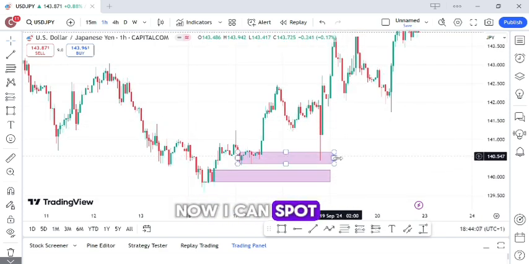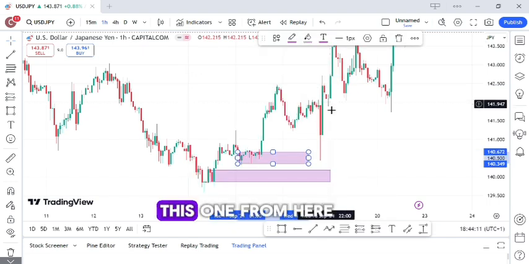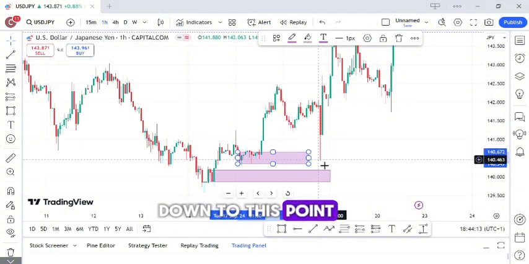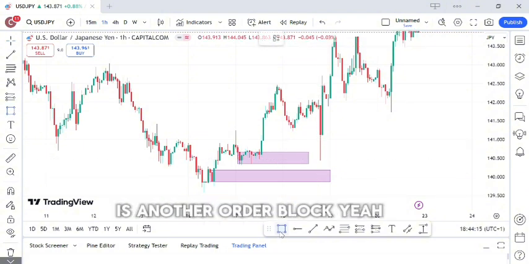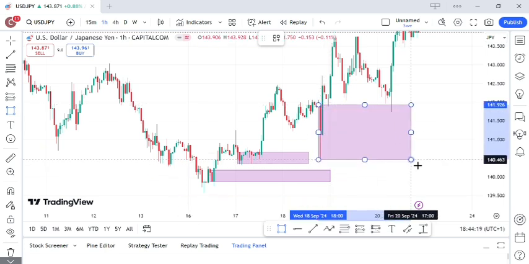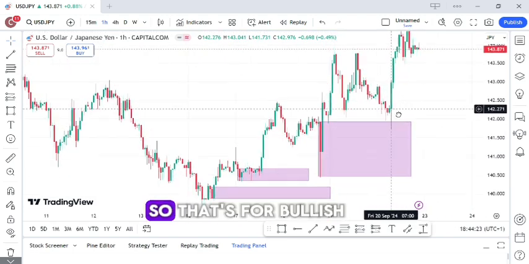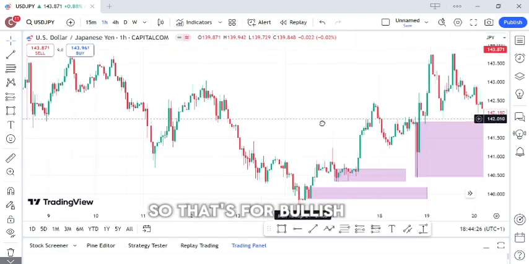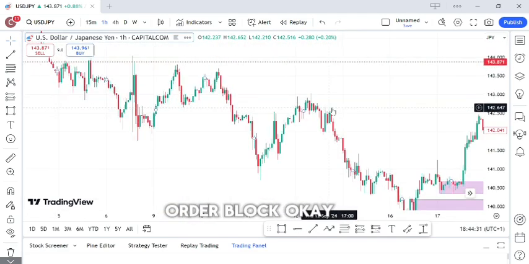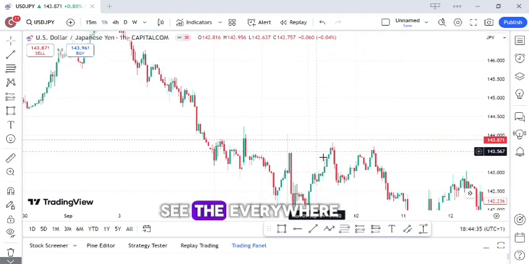Now I can spot another big order block here. This one from here down to this point is another order block. Yeah, so it's the last bearish candle. So you can see how price traded into it here, and boom. So that's for bullish order block. Okay, so we can also see they are everywhere.